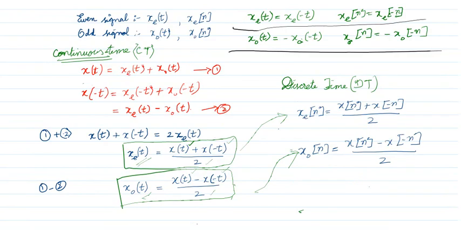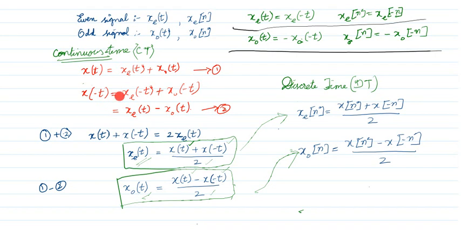Okay, next, any signal I can split into two parts: even signal and odd signal, the even part and odd part, xe and xo. Again, I have written the definition for the continuous time domain and discrete time domain for even signal and odd signal. And as I said earlier, any signal I can split into even part plus odd part. Now in place of t, I am putting minus t.